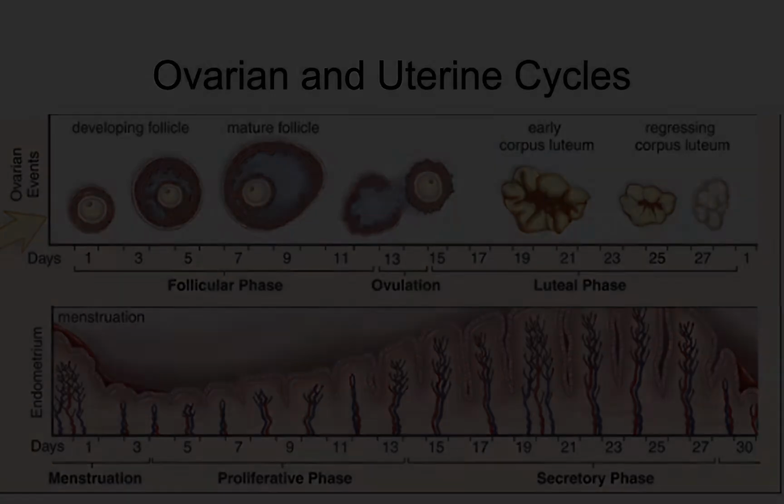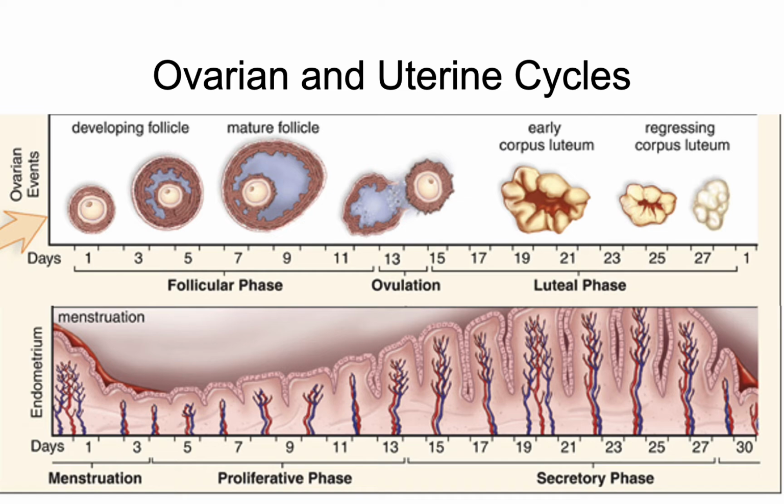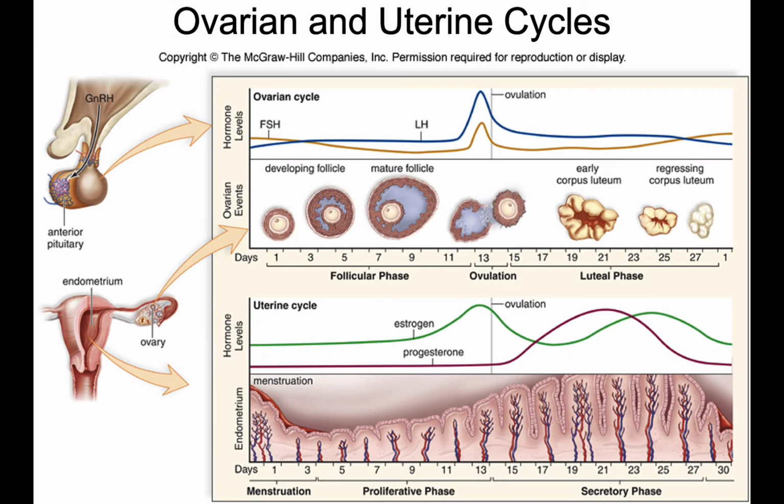Lesson 9H, Female Hormones. In our previous lesson, we looked at how the ovarian and uterine cycles were affected by a woman's fluctuating hormone levels during the 28-day menstrual cycle. In this lesson, we will look at these hormones and their effect on the ovaries and the uterus.